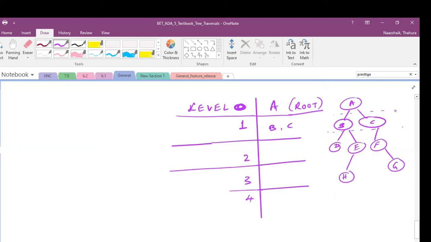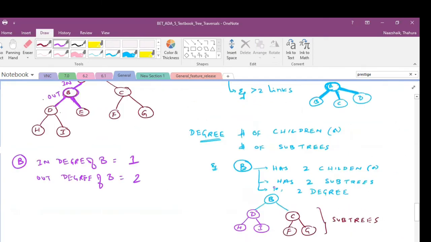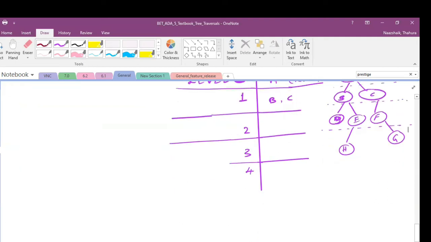So now you can appreciate the level, right? Which are the nodes at level 2? D, E, F. Similarly, what are the nodes at level 3? I have H and G. I don't have any node at level 4. Okay? You understood what is level, right?